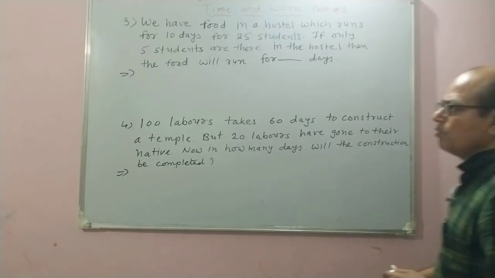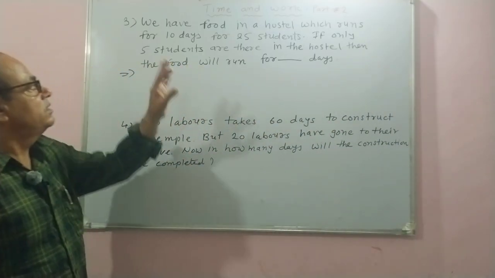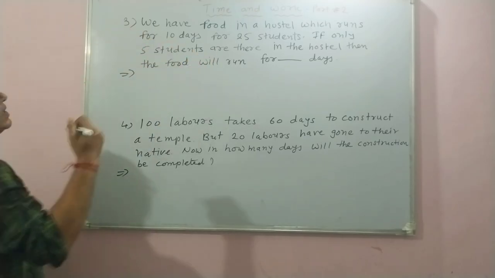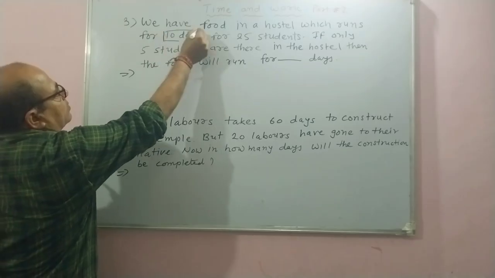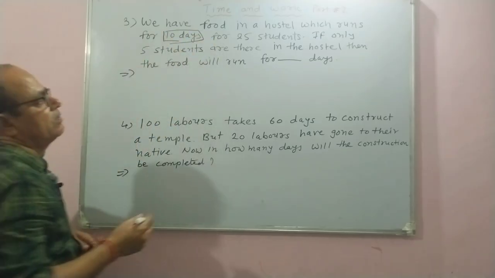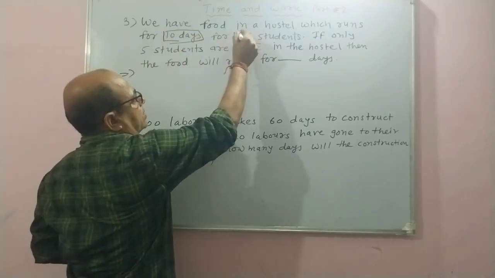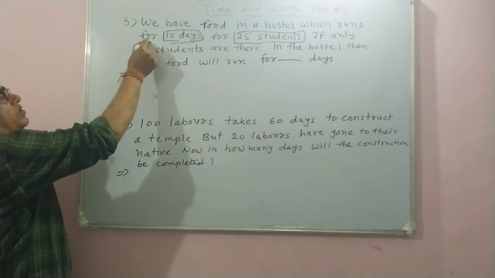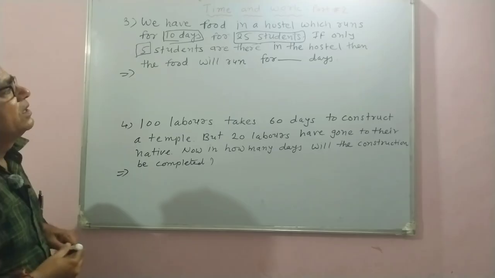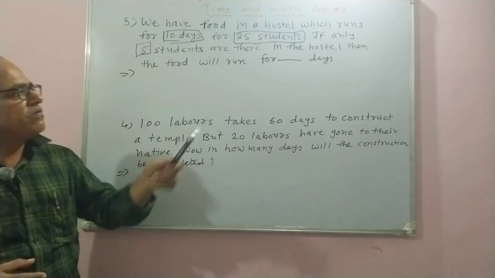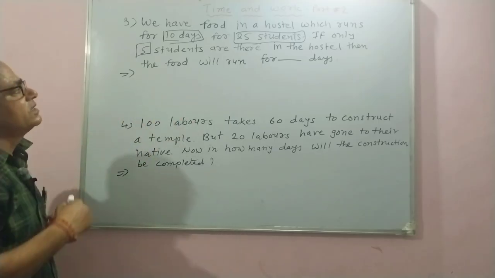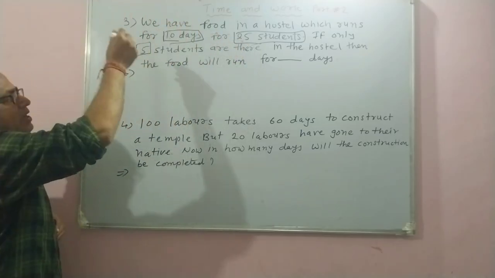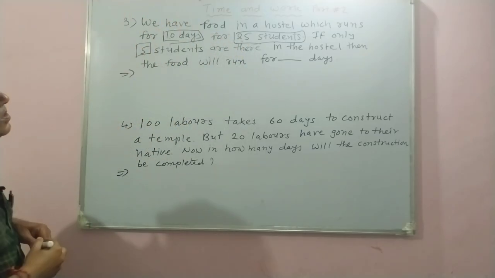Now see one more example, same type of question. We have food in a hostel which runs for 10 days for 25 students. The number of students is 25. If only 5 students are there, in the hostel, the food will run for how many days? See here. For 25 students, it will run for 10 days. But now we have only 5 students. So for how many days will it run?